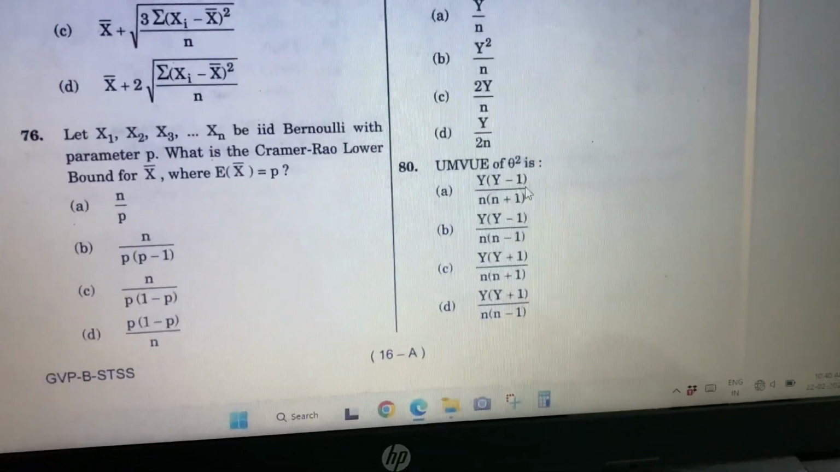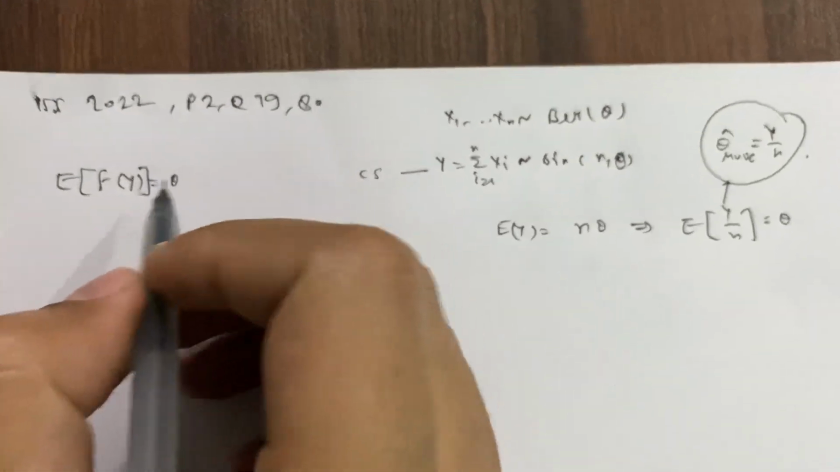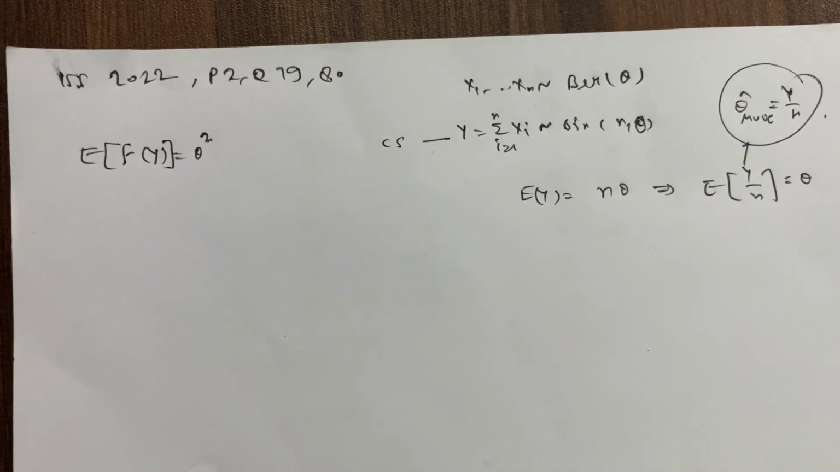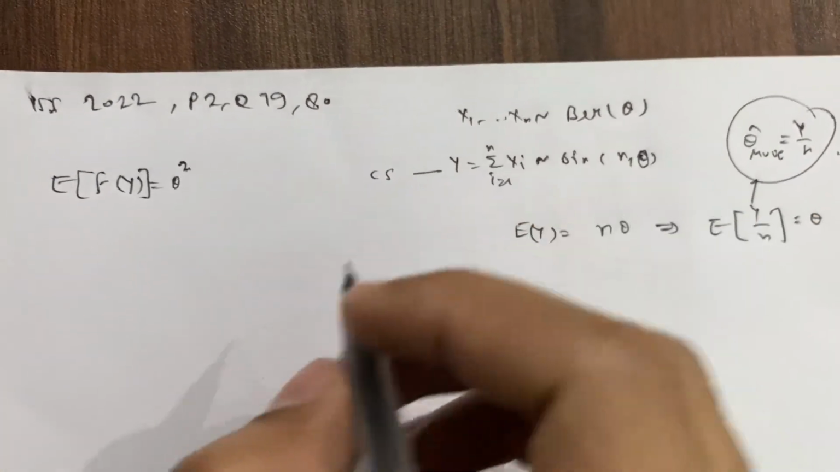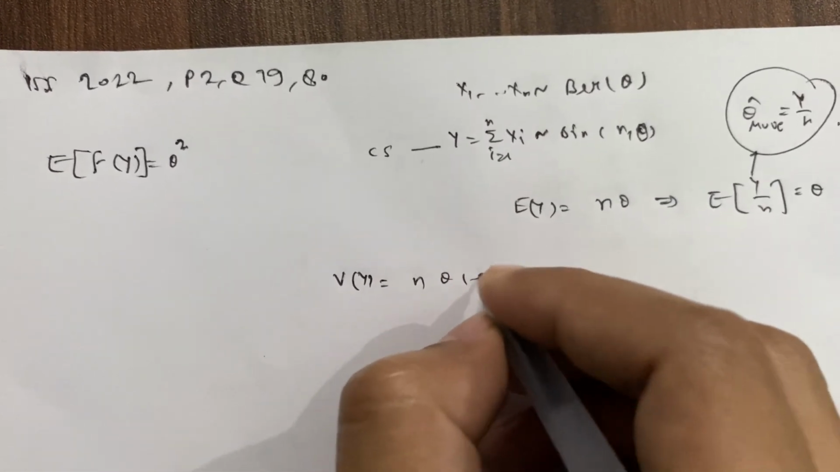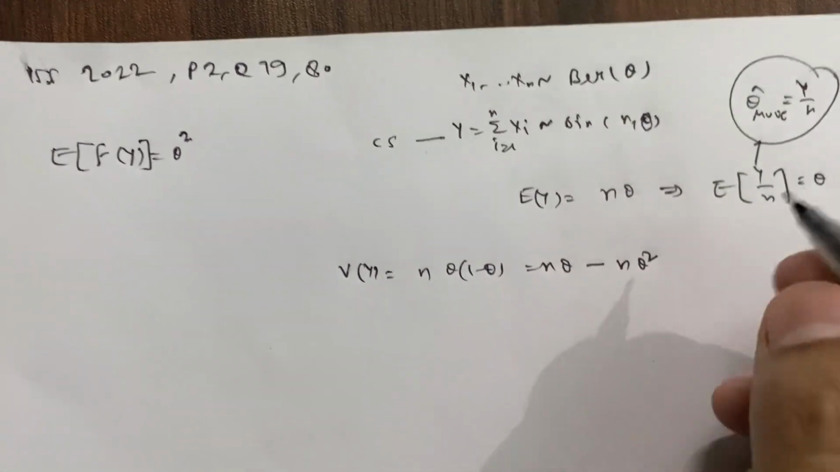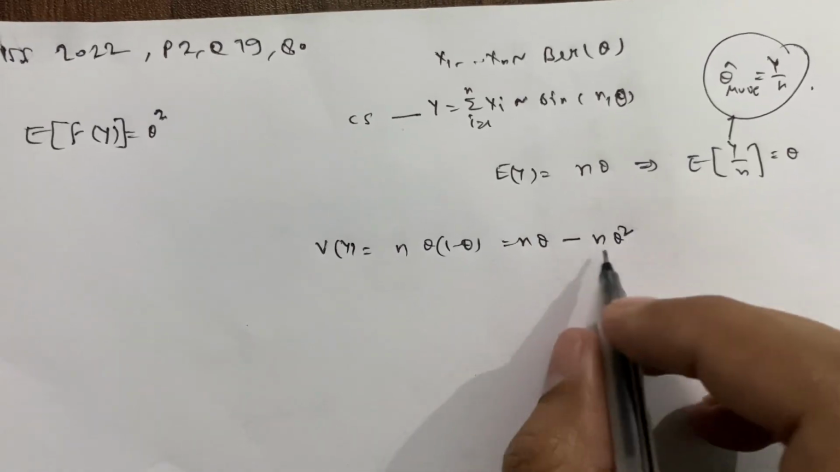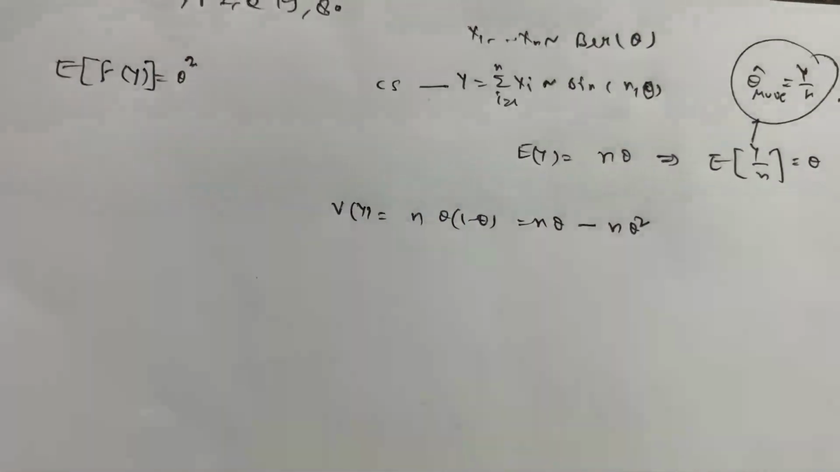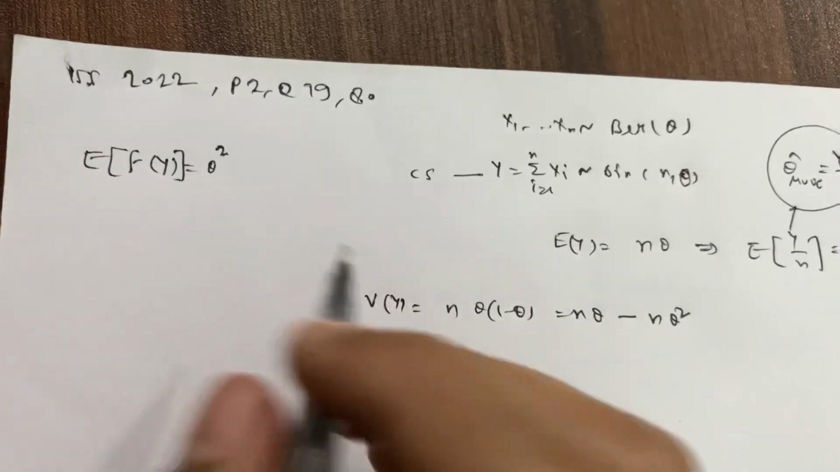Now the UMVUE of theta square. Just apply the same principle. We need to find the function of Y which is unbiased for theta square. We know that in case of binomial distribution, variance is given by n theta into 1 minus theta. So we are getting n theta minus n theta square, which is a function of theta square. So we need to tackle this and find a function of Y which is unbiased for theta square.